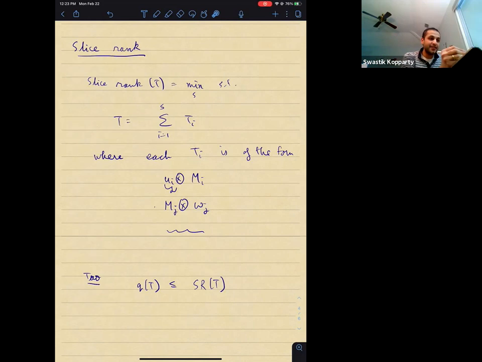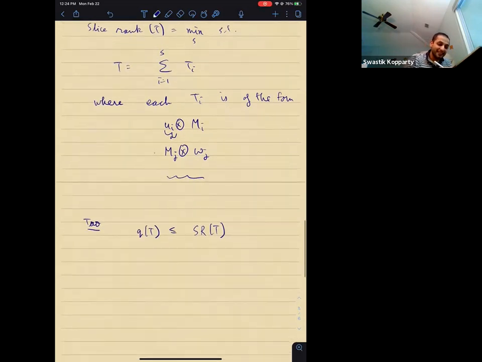But since the notions of slice rank and subrank are invariant under linear transformations of the three sides, you also get the statement for subrank. Subrank is just a basis invariant version of the largest diagonal tensor contained within your tensor T. Okay, so this is slice rank. Okay, and finally, analytic rank.